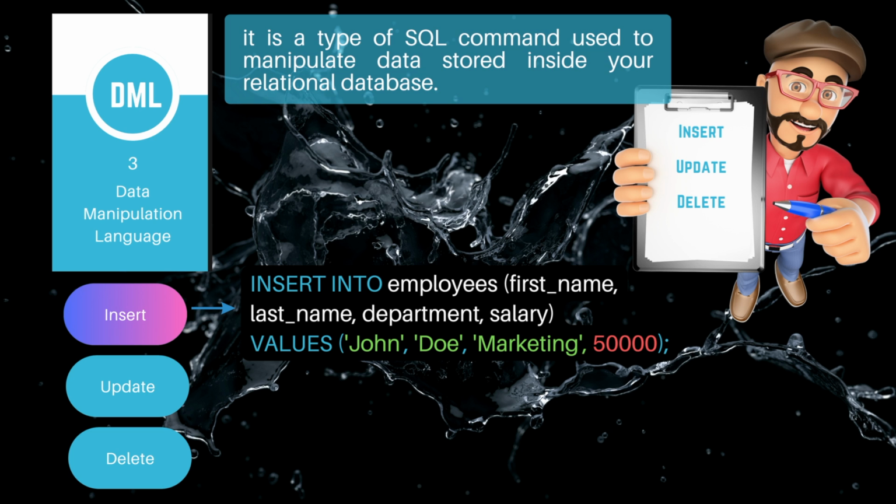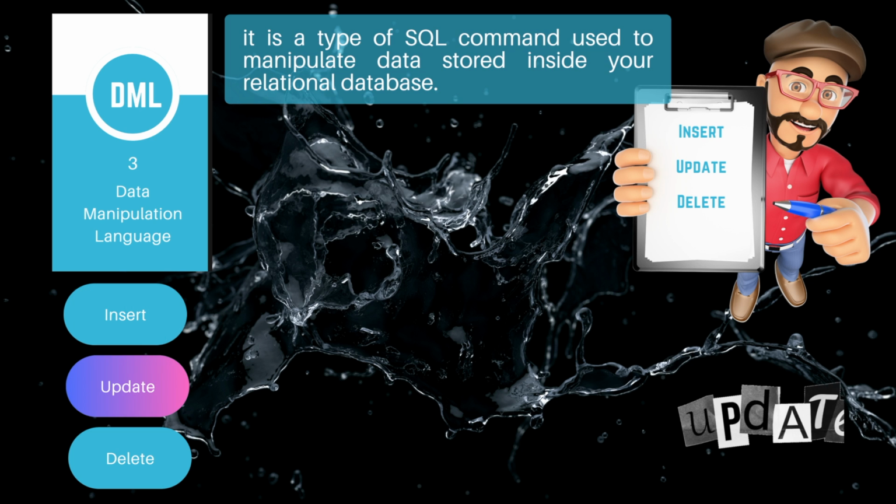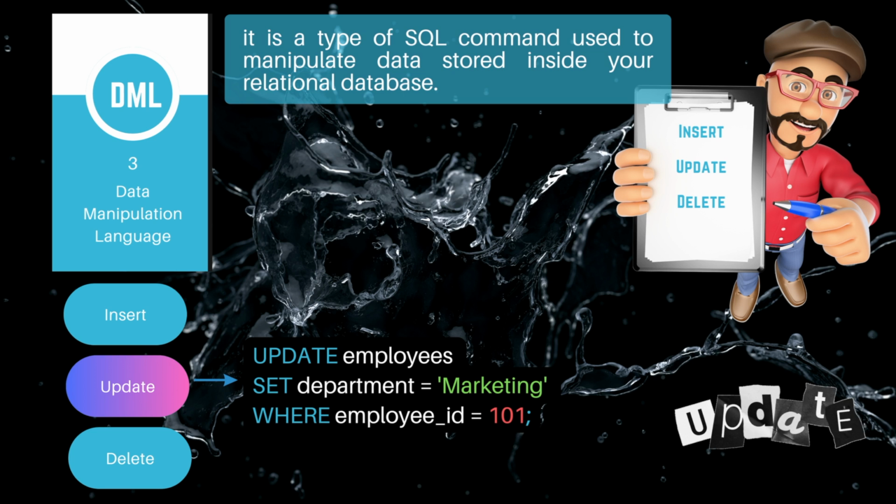And the next command is update command. The update command, again, is used to modify the existing data within the table. It specifies the table name, the column to be updated, and the new values. So for example, the below query is used to update the department column of the employee with employee ID of 101 to marketing. So that's how we can update and insert the values within the table.